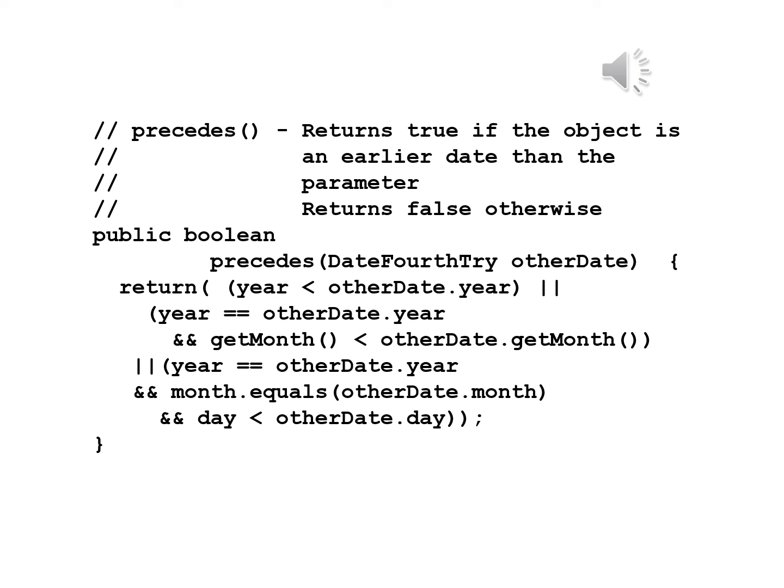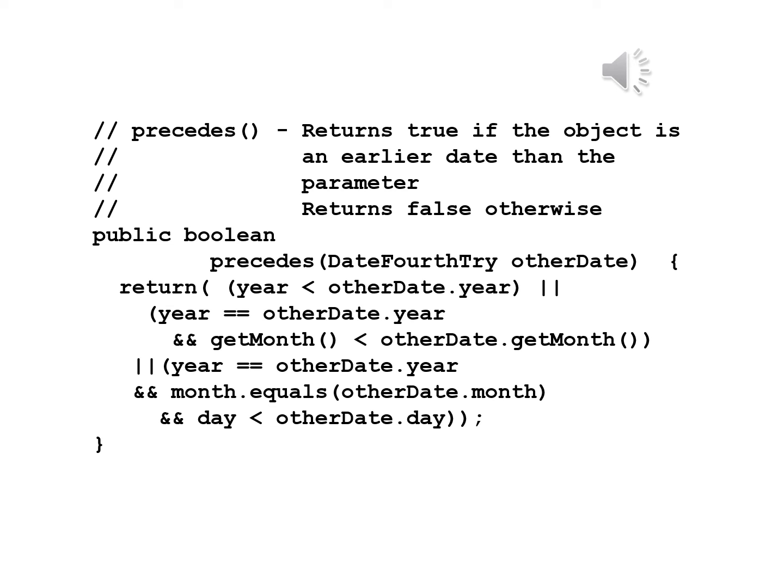Now inside the braces we have a large return statement. Return year is less than otherDate.year, or year is equal to otherDate.year and getMonth is less than otherDate.getMonth, or year equals otherDate.year and month equals otherDate.month and day is less than otherDate.day.